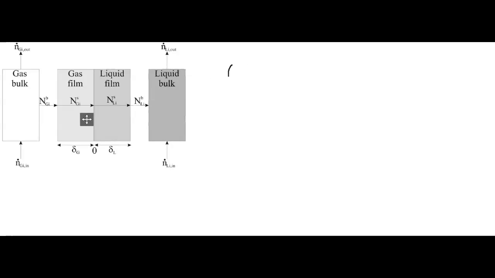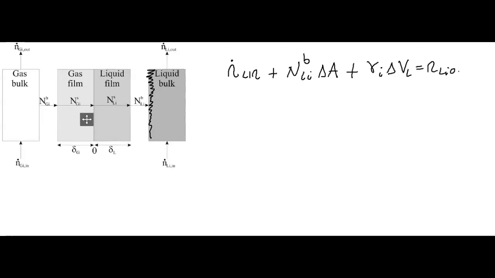Okay, so we are going to say that the flux that comes in plus whatever comes from the bulk, N_LIB, right, delta of A, which is this interfacial area right here, plus whatever reacts, delta of volume of the liquid is going to be equal to what leaves. Makes sense, right? Whatever comes here plus whatever comes here plus whatever appears here or disappears is going to be equal to whatever leaves here.